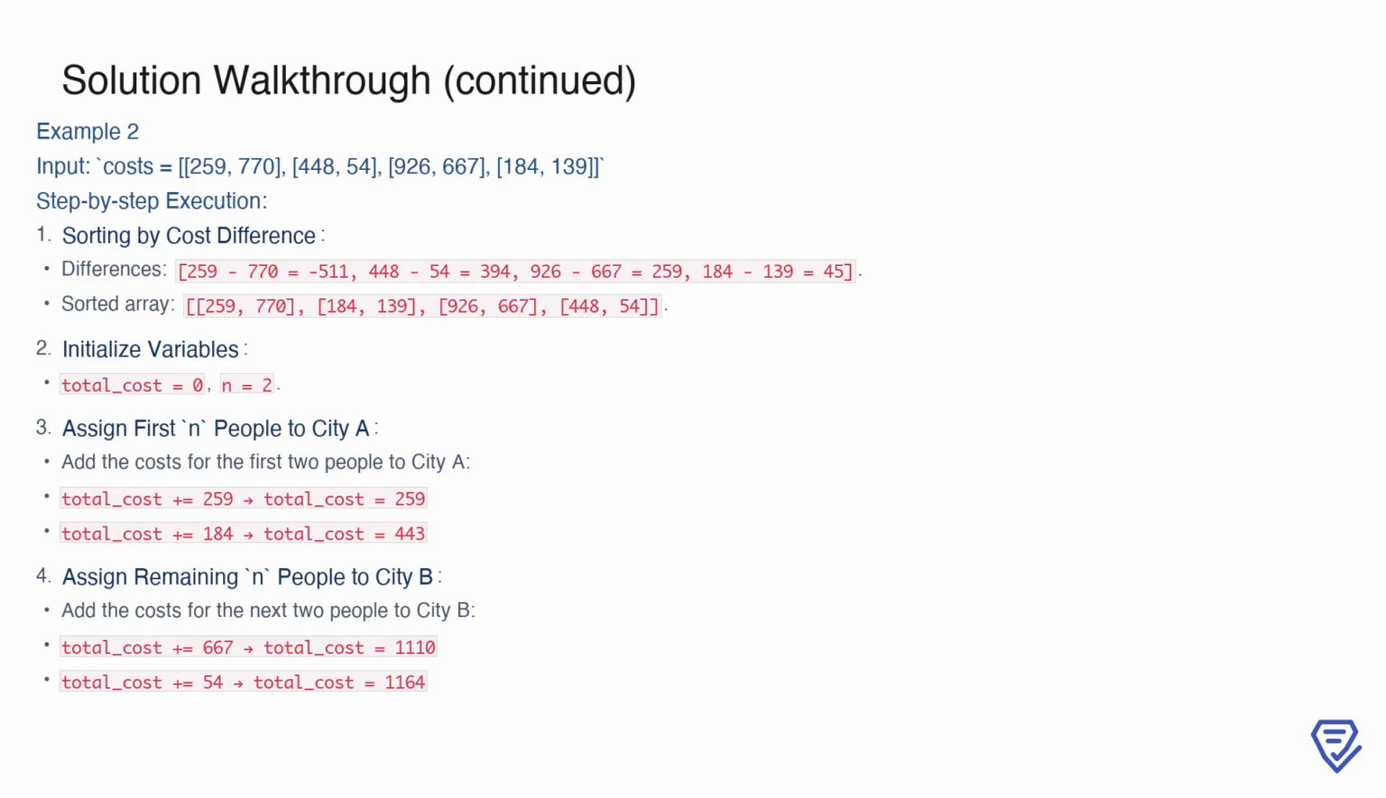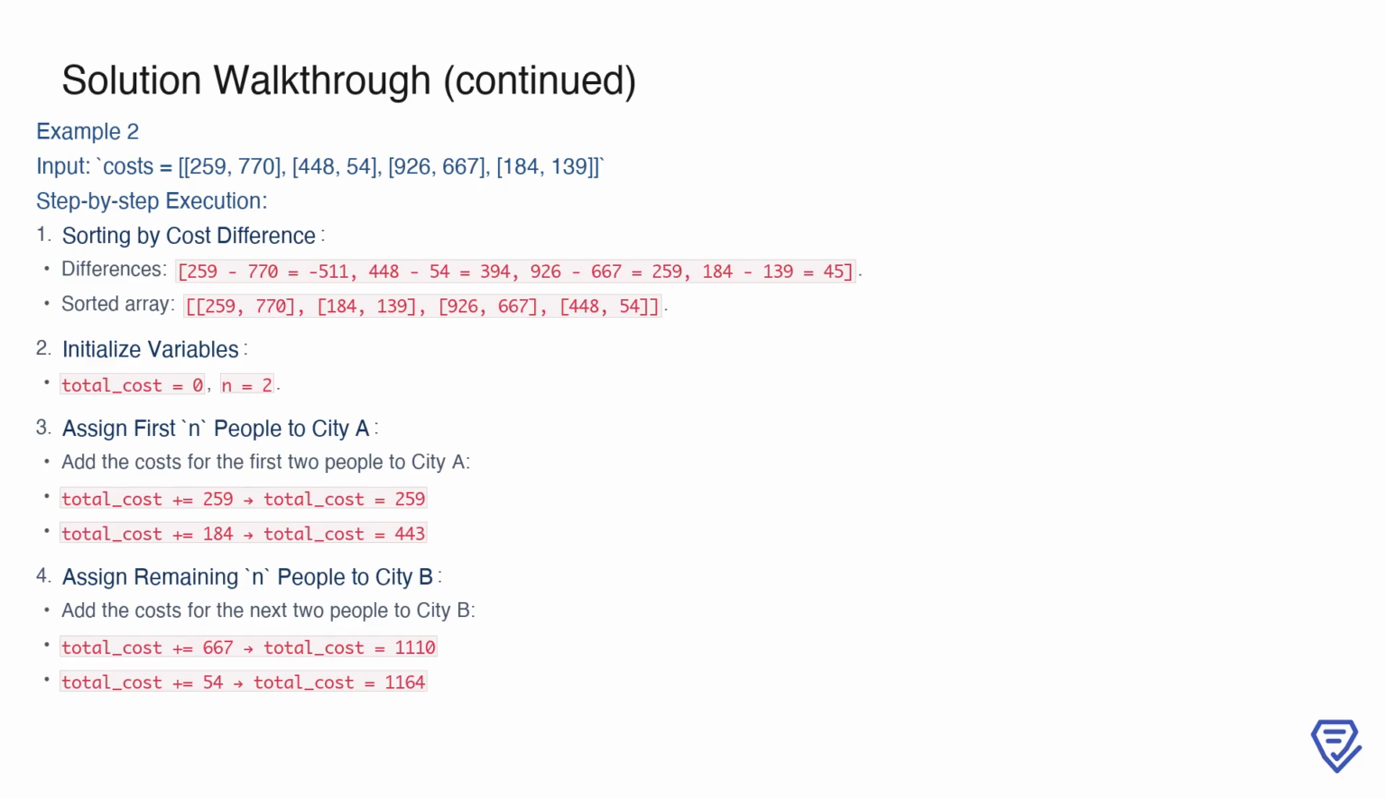Sorting these by difference gives the ordered array 259, 770, 184, 139, 926, 667, 448, 54. Again, we initialize total_cost to 0 and set n to 2. To assign the first n people to city A, we add the cost of the first person, 259, to the total, making it 259. Adding the cost of the second person, 184, brings the total to 443.